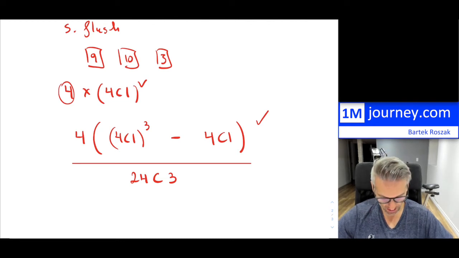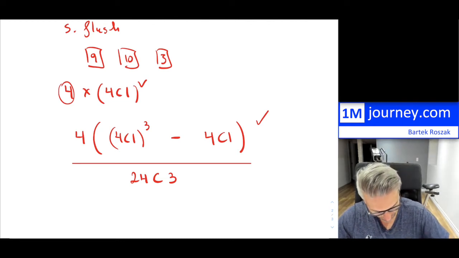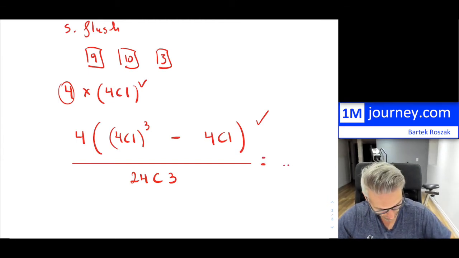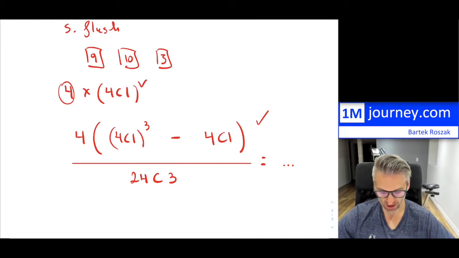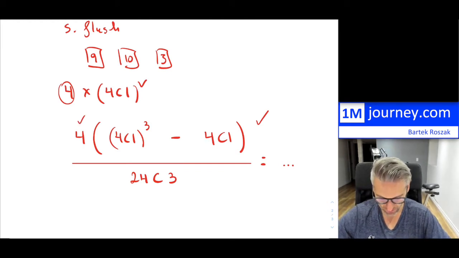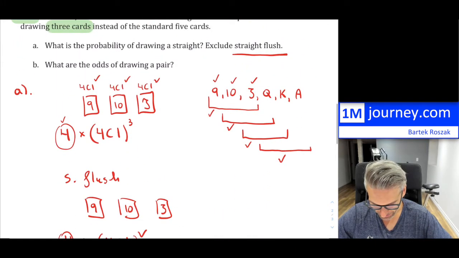So you can set it up and then find out exactly what that is. I'll leave that up to you, because that is just computations. So this would have been 4, and then in brackets you have 4 choose 1, which again is 4 cubed. So 4 cubed minus 4. Then do the multiplication and find out 24 choose 3 at the bottom there. So that's part A.